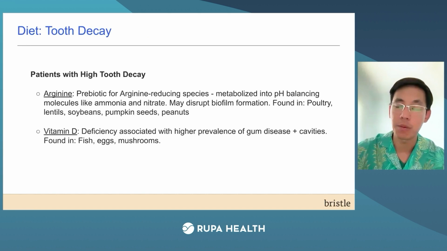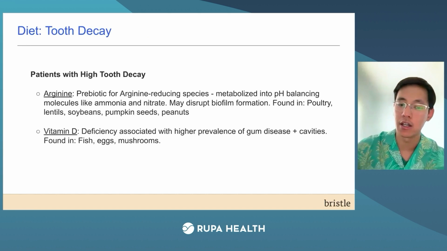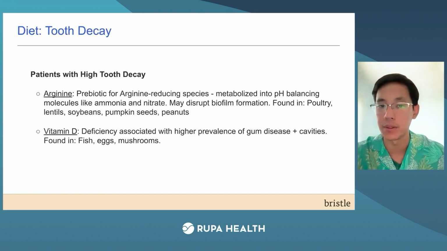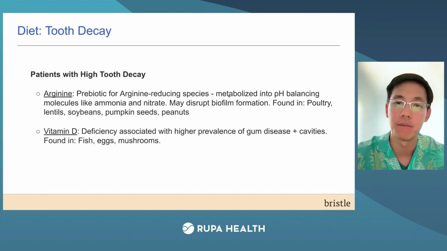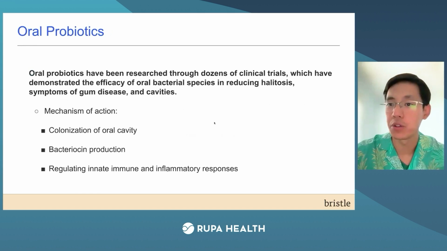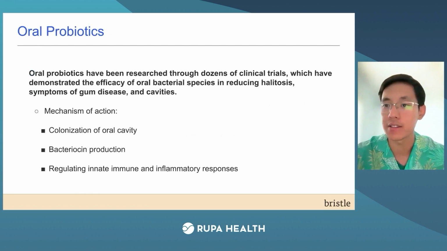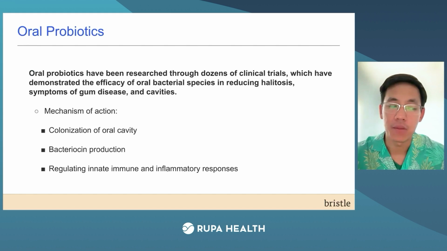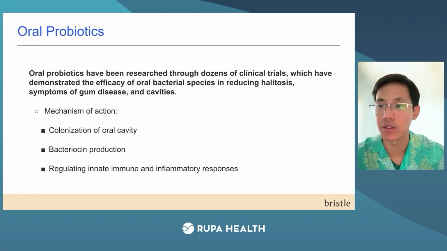And if you supplement arginine onto a biofilm on the surface of the teeth, it actually changes the composition, which enables more of the beneficial bacteria to colonize the surface rather than allowing cariogenic species. And another really important tool we have that has been underused is oral probiotics. Oral probiotics have actually been researched quite a bit, and they produce these molecules called bacteriocins that can kill certain types of pathogens.